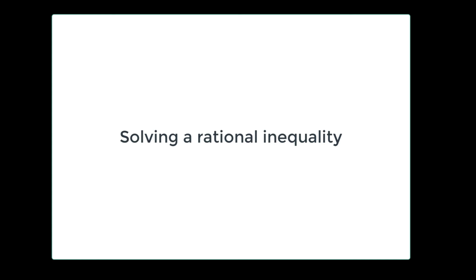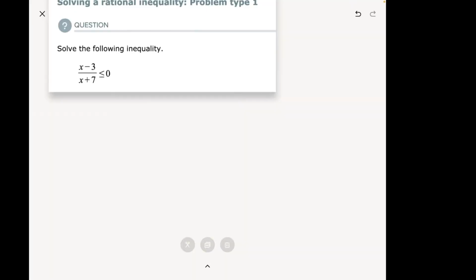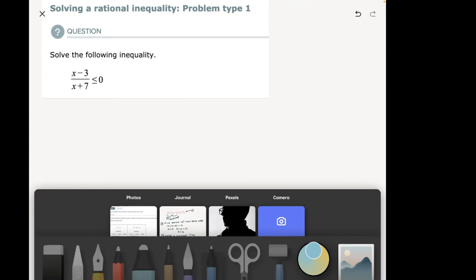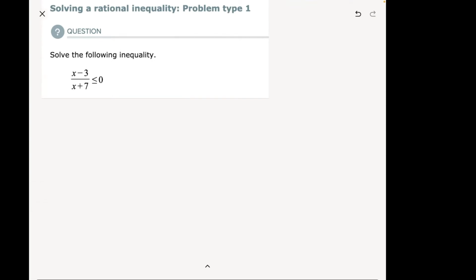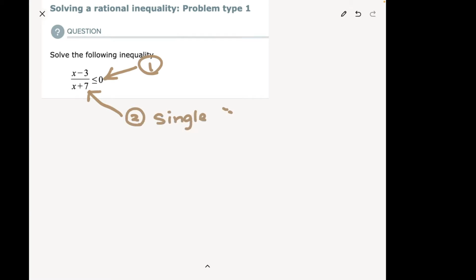So this is a rational inequality. For solving these sorts of inequalities, the first thing I want you to do is make sure that you have 0 on one side. I'm not going to stipulate whether it's the left or the right, but make sure you have 0 on one of your sides. The second thing you want to make sure of is that you have a single fraction on the other side. Don't start steps 3 and 4 until you've got that.